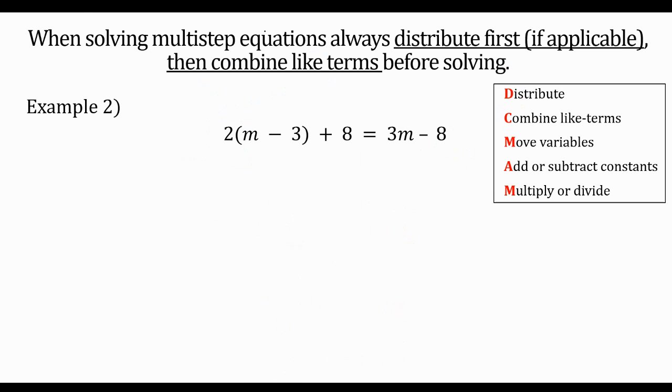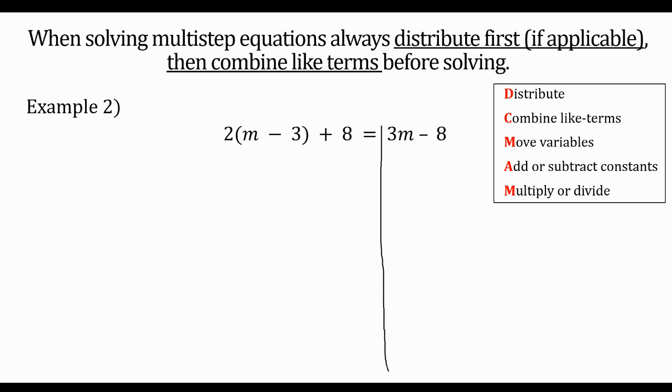Okay, so when solving multi-step equations, always distribute first, then combine like terms. So that's talking about these first two steps. So that's really, really important, is we have to distribute before we combine our like terms. So let's go ahead and start this question. We have 2 times the difference of m and 3 plus 8 equals 3m minus 8.